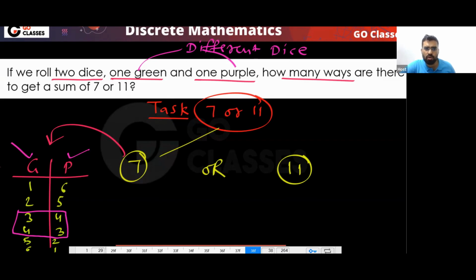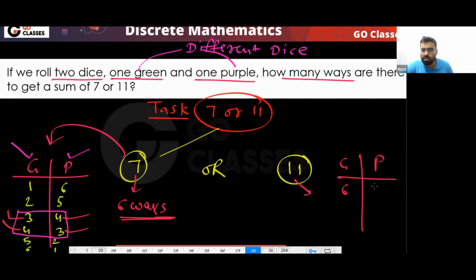Because your dice are different, here you can notice on green dice you are getting 3, on purple dice you are getting 4. Here on green dice you are getting 4, on purple dice you are getting 3. So there are 6 ways to get a 7. And how many ways to get an 11? Either you can get 6,5 or you can get 5,6. So there are 2 ways to get an 11.